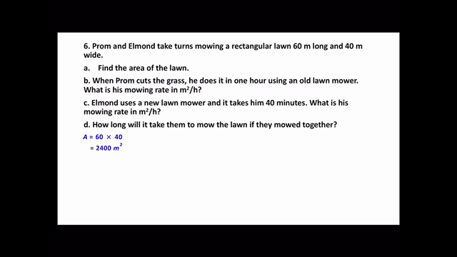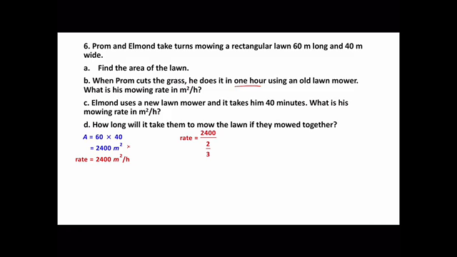Next, when Prom cuts the grass, he does it in 1 hour using an old lawn mower. What is his mowing rate in metres squared per hour? Well, it's 1 hour, 2,400 square metres. Simple. 2,400 metres squared. And then next, Elman uses a newer lawnmower. It takes 40 minutes. What is his rate in metres squared per hour?